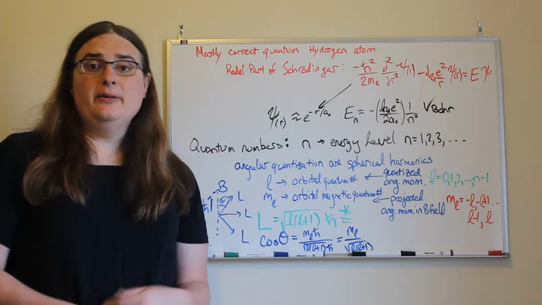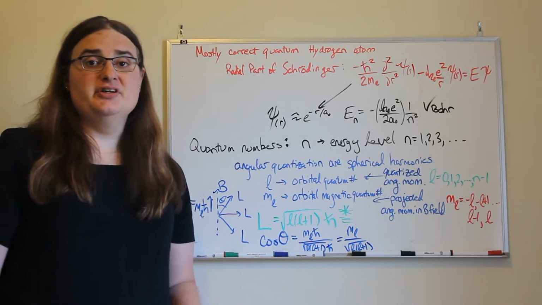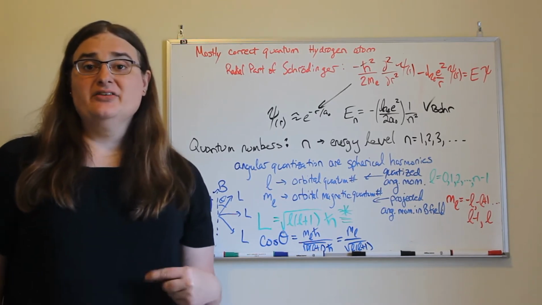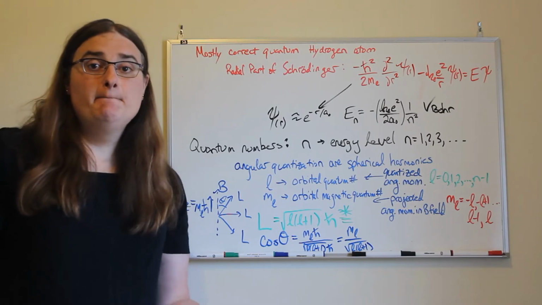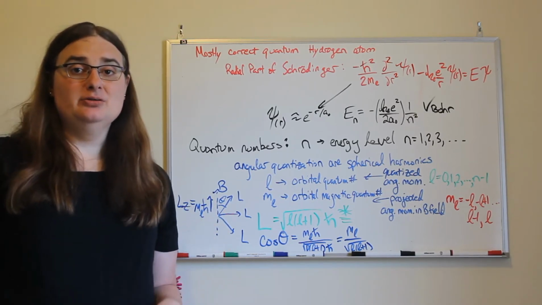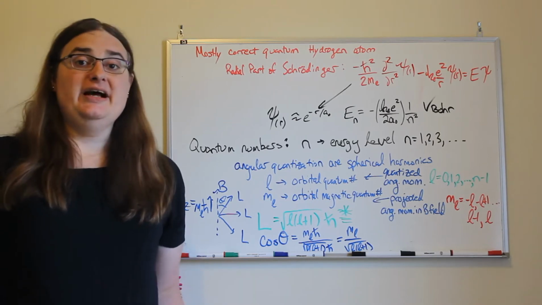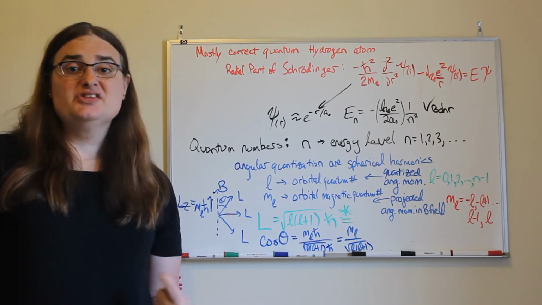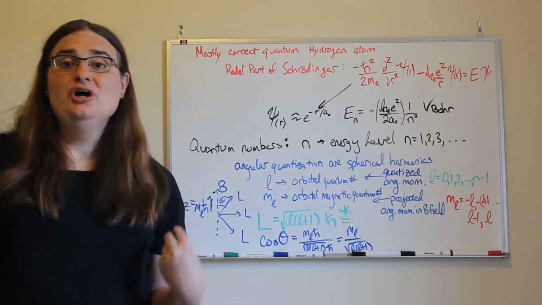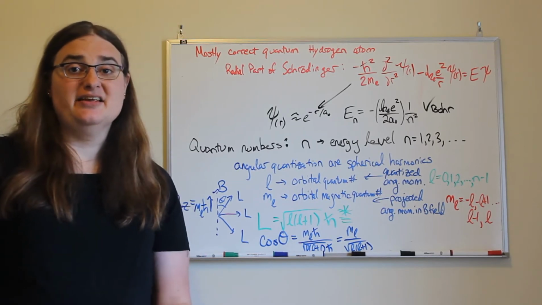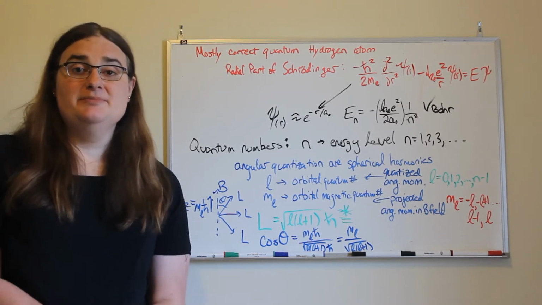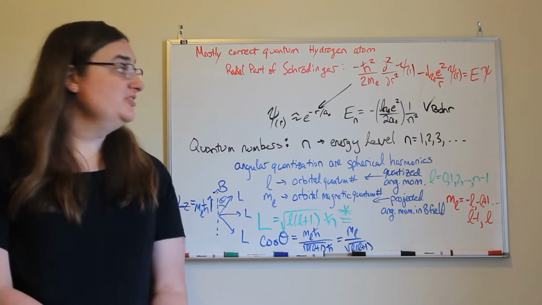I want to talk about a mostly complete version of the quantum hydrogen atom. It leaves out the effects of relativity, but it recovers most of the features of the Bohr model, the ones that he got correct, but also gives us some other new and interesting results when we take a look at quantizing the rotational portion of the electron's orbits.